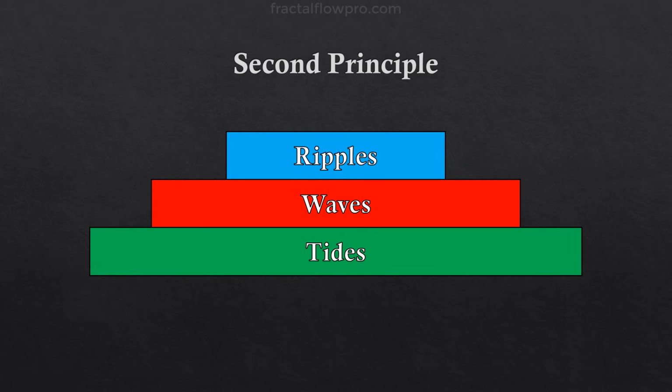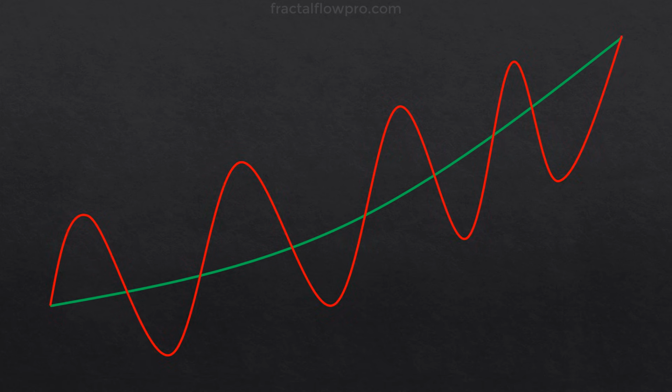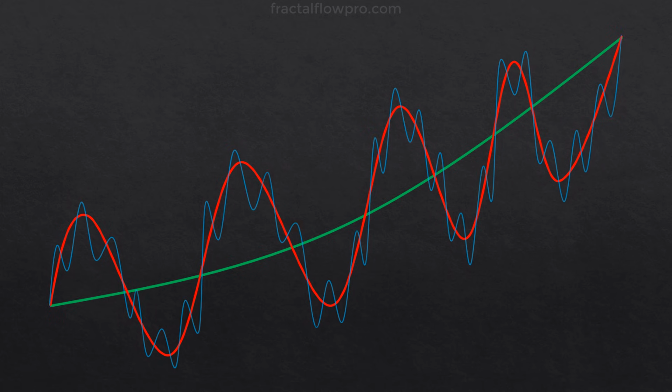In this illustration, we have the primary trend or tide being represented in green. This is the slow and broad movement of the market. In red, we have the secondary swings or waves, which happen more frequently within the tides. In blue, we have the daily fluctuations or ripples. These are small variations that happen within secondary swings in the primary trend.